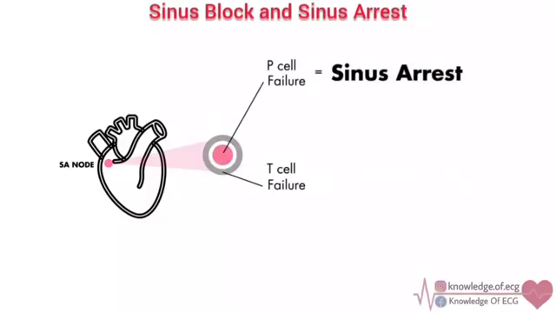While failure of the T cells would mean that the SA node still produces action potentials, but has a difficult time transmitting it to the rest of the heart. Some experts believe that this inability to transmit action potentials from the core to the rest of the heart is what leads to sinus blocks.